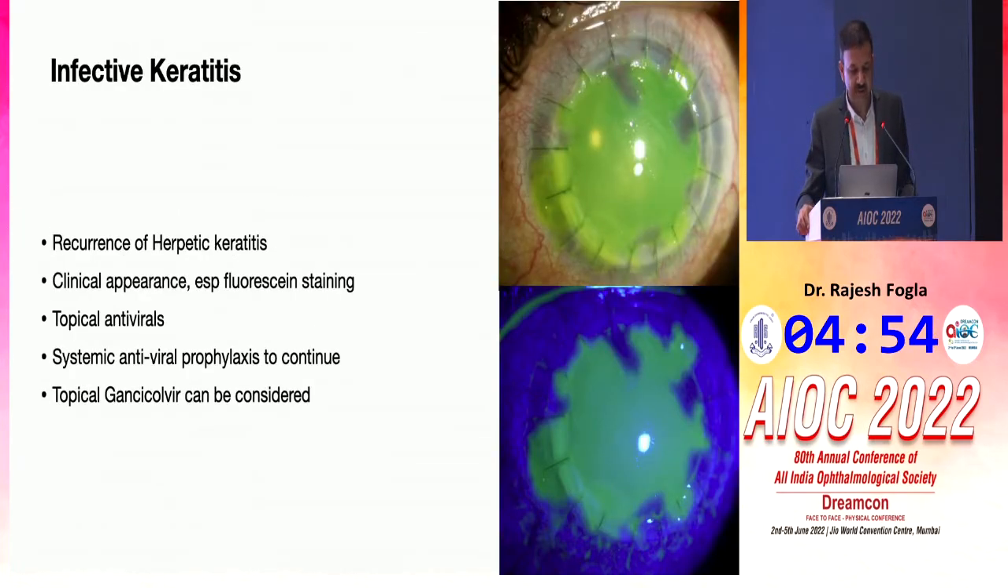Infective keratitis, especially recurrence of herpetic keratitis, can occur on the corneal graft. It's important to stain and see, because if you don't stain, sometimes you can miss a recurrence of the herpetic keratitis. And the typical appearance, the pattern that you see, often helps you in clinically diagnosing these conditions. It is managed with topical antivirals, and later on you have to give systemic antivirals for prophylaxis to prevent recurrences. And if a patient is not suitable for long-term oral antiviral prophylaxis, there is a role for topical ganciclovir gel that can be used.